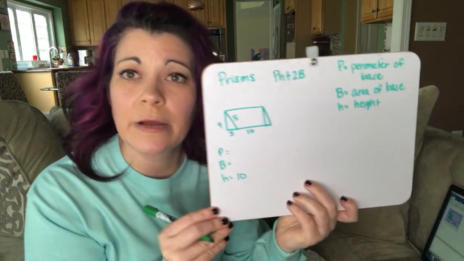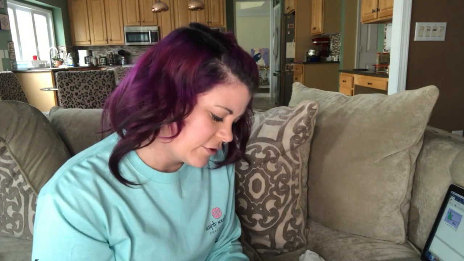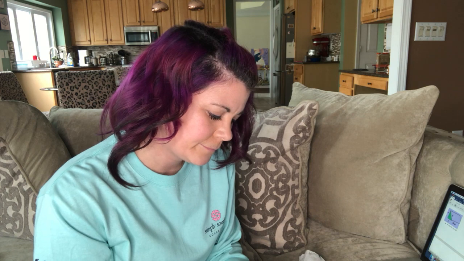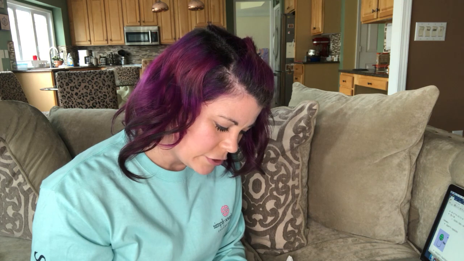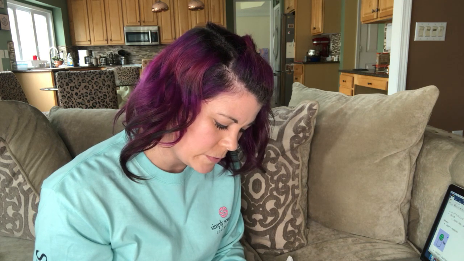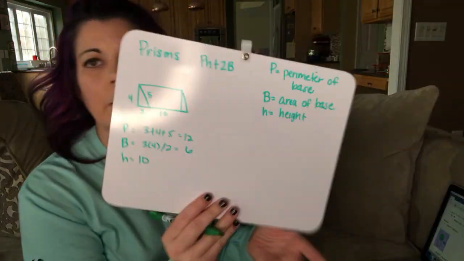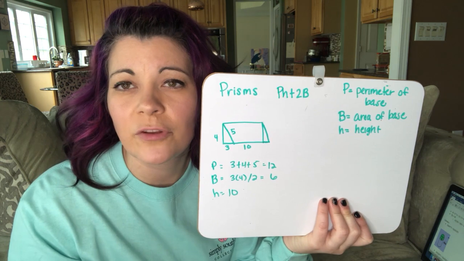The perimeter of the triangle is going to be 4 plus 5 plus 3 because we just add up the distance around. 9, 10, 11, 12. So we have 12. And the area of the triangle, remember area of a triangle is base times height divided by 2. So that'd be 3 times 4 divided by 2. So that's 6.